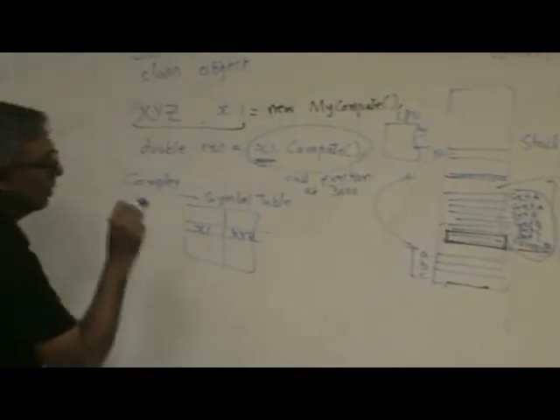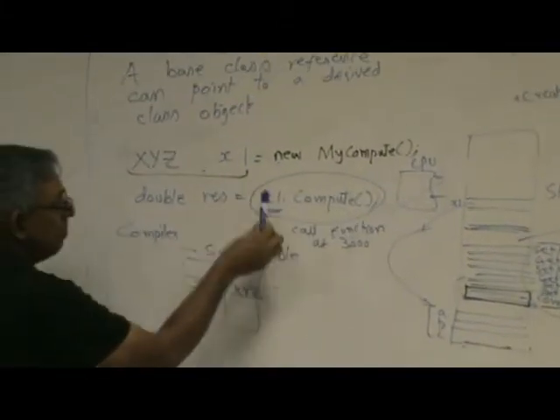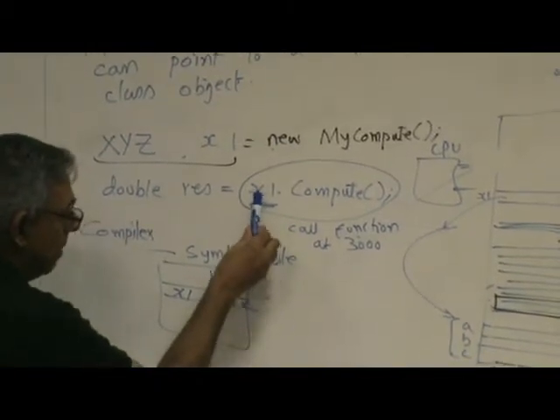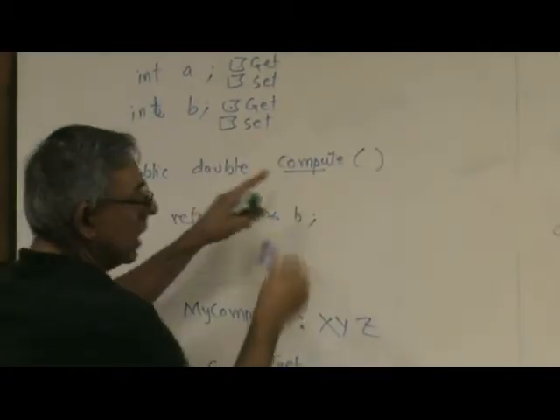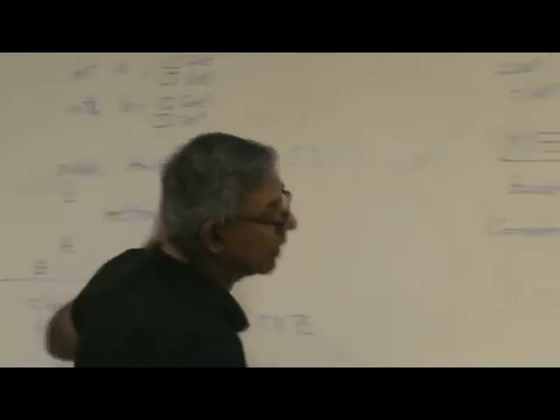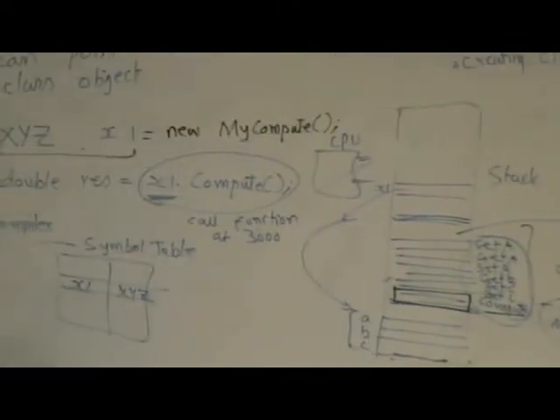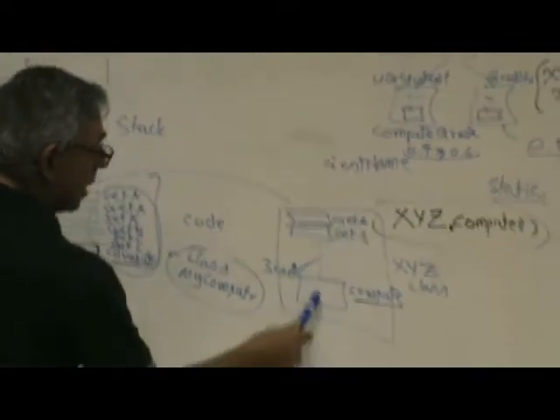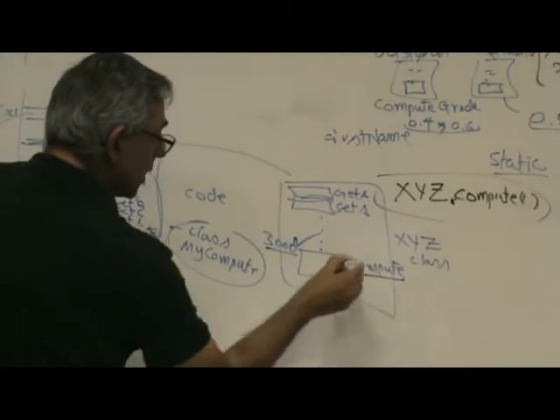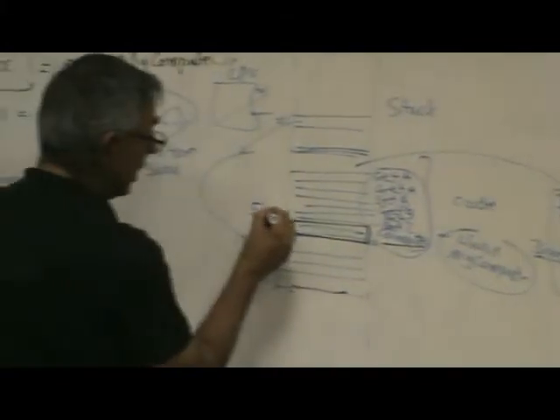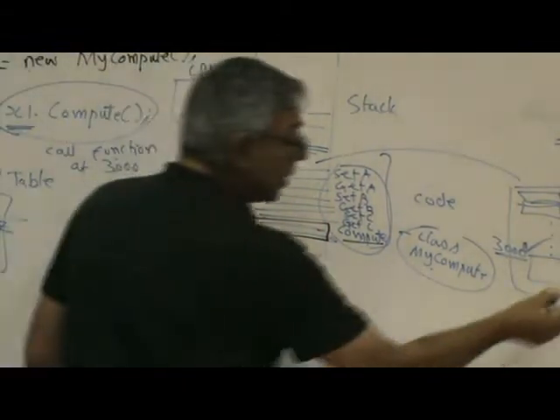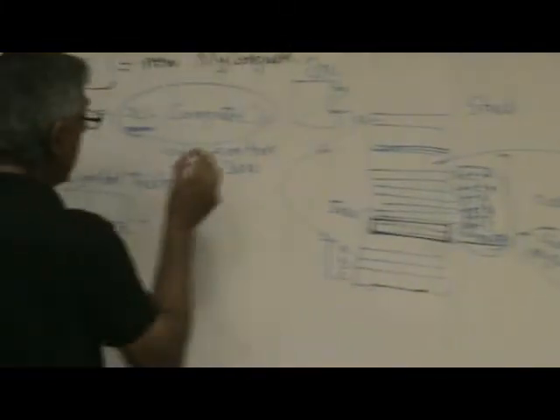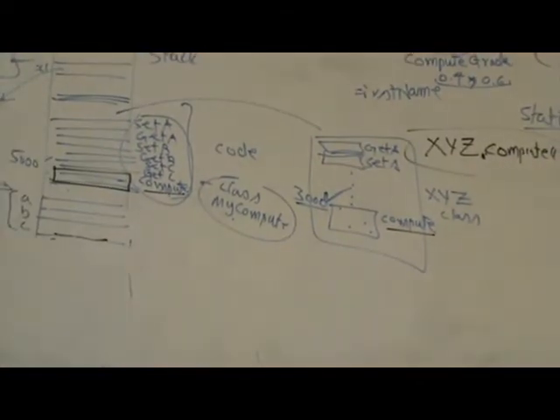Okay, why? So let me go over it again. Compiler will check what type is x1. It's xyz. It will go check, is there a compute? Yes, there is a compute. Where did it generate the code for storing compute? It generated the code at memory location 3000 because this is the xyz for compute. Let's pretend this is 5000, the compute for my compute class. So this will be replaced by call function at 3000, which is basically compute for xyz.